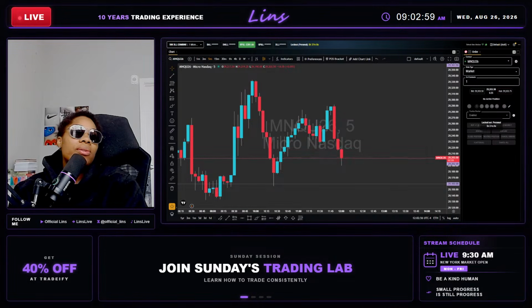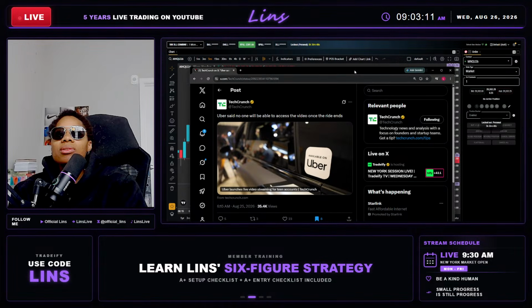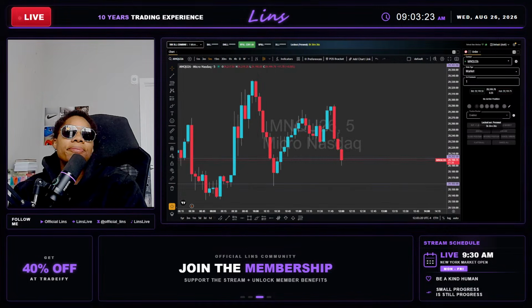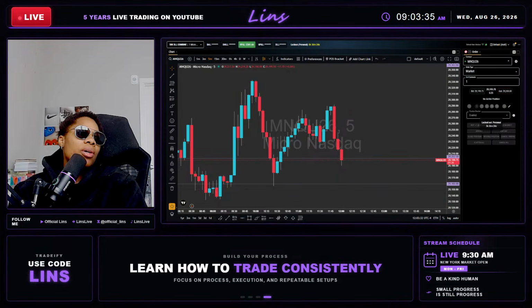Also, Uber said no one will be able to access the video once the ride ends. Uber launches live video streaming for teen accounts. So I guess when a teen or underage person's in an Uber, there could be a live stream where you can watch your kid the whole time. And then once you're out, it's gone. I guess that's for security reasons. That's pretty cool. More issues with this lady that was a surrogate, but we'll get into that in a second.